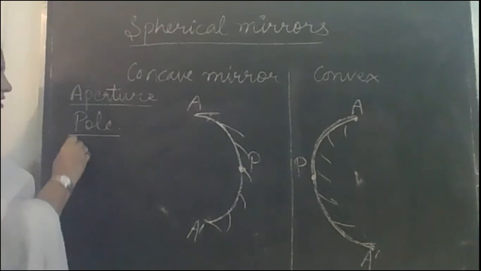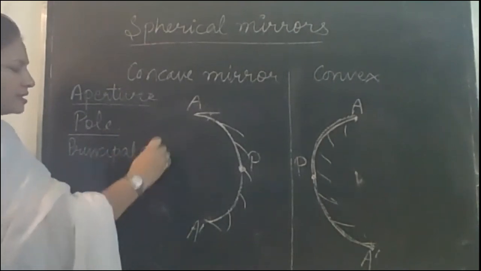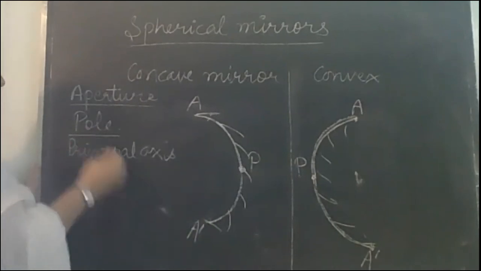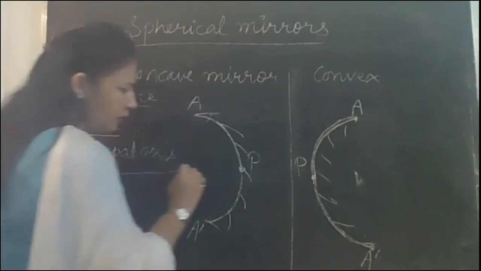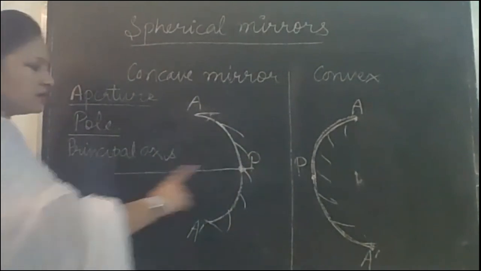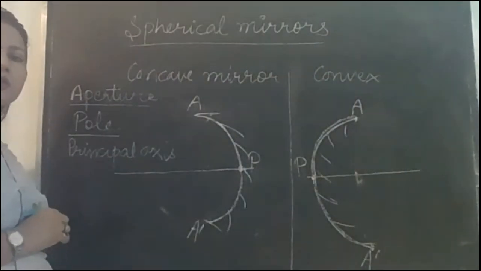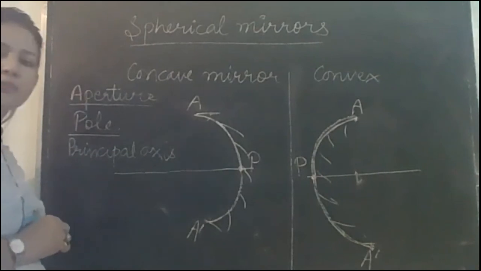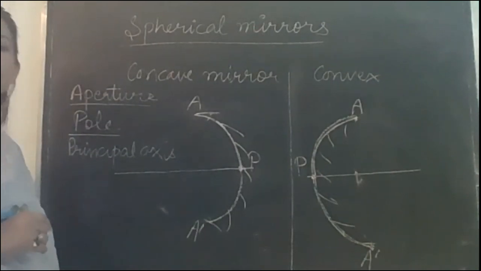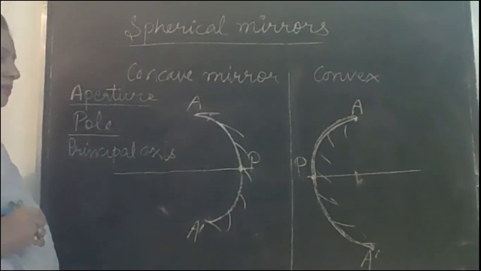Third thing is principal axis. What is principal axis? A line passing through the pole of the mirror is called principal axis. This is the principal axis of the concave mirror and this is the principal axis of the convex mirror.